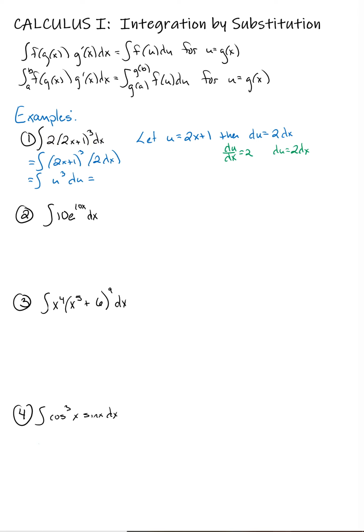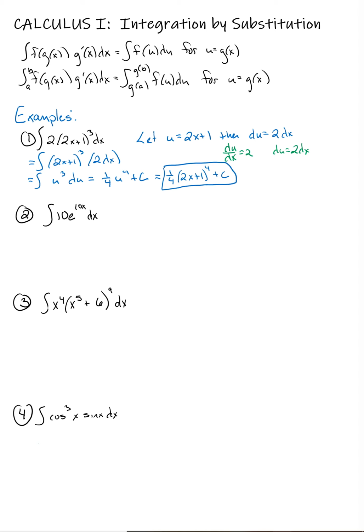That is 1/4 u to the 4th plus our constant. Don't forget about that arbitrary constant out there. The integral of 0 is a constant. And then we simply go back and resubstitute for u. We have 2x plus 1. That gives us 1/4 times 2x plus 1 to the 4th power plus c.